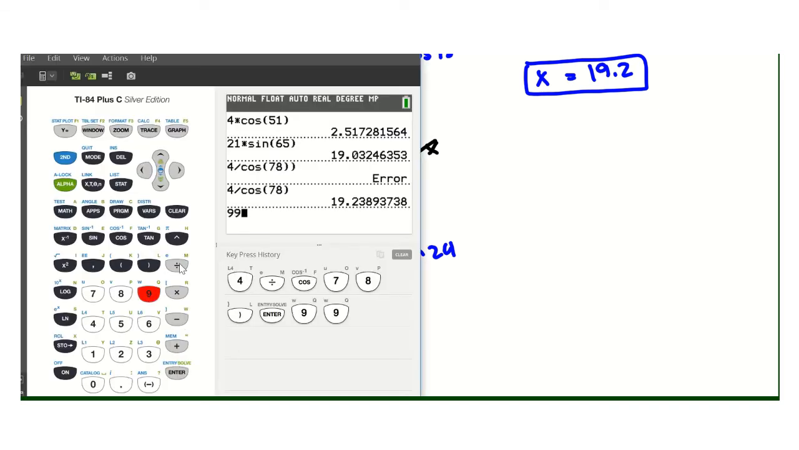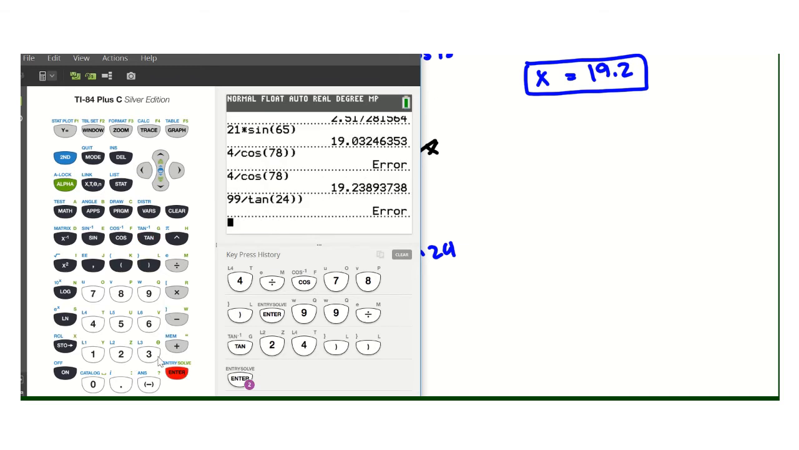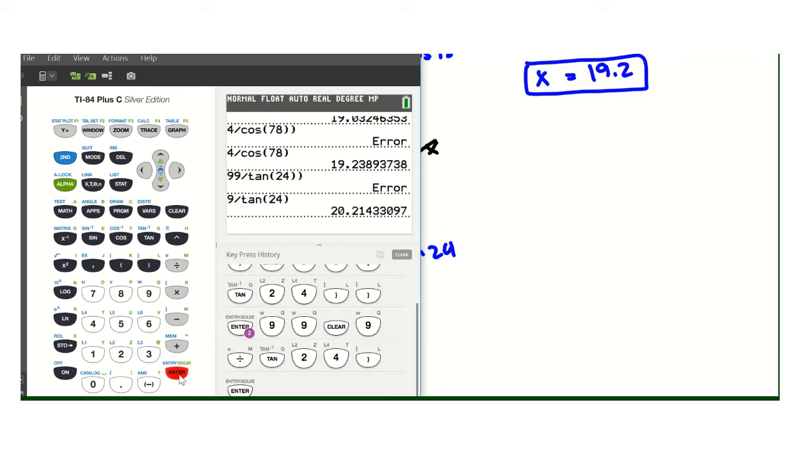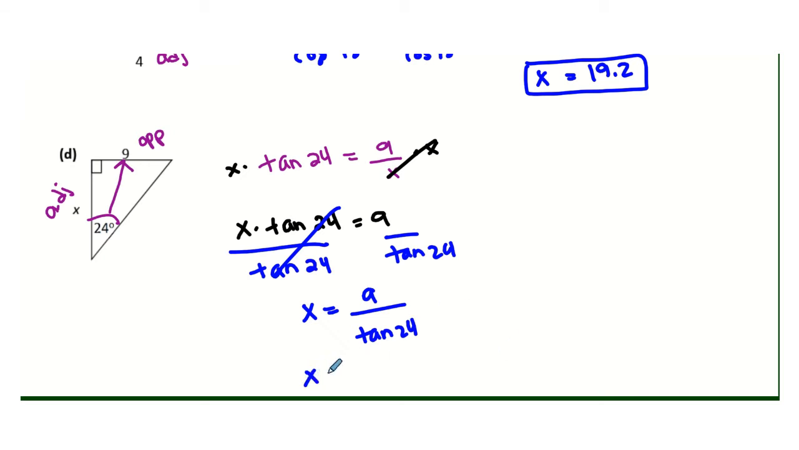So on my calculator, I'm going to do 9 divided by tangent of 24. Oops, I did it again. 9 divided by tangent of 24. And I get 20.2. So you've just completed 4 examples of finding a missing side using trigonometry.